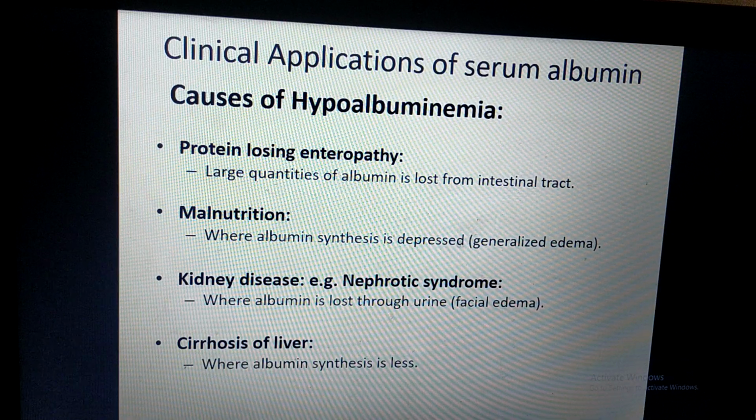Next cause is kidney diseases, especially nephrotic syndrome. Normally the albumin is not filtered through the glomerulus, but in kidney diseases the glomerular basement membrane gets damaged, so albumin can easily be filtered through the glomerulus and excreted into the urine, leading to deficiency of albumin in the serum. And the last cause is cirrhosis of liver. As I have already told you, albumin is exclusively synthesized in the liver. In cirrhosis of liver, albumin is not synthesized, and this leads to decreased albumin level in the serum.